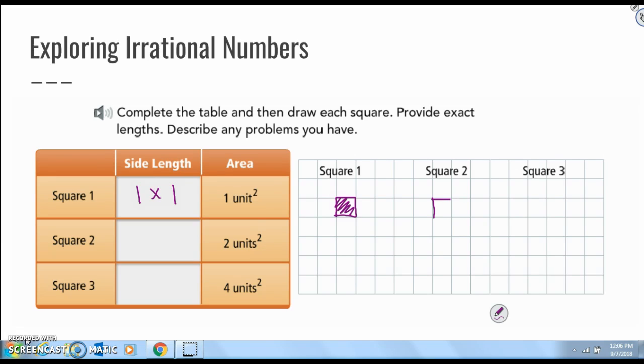Square 2 is 2 units. That means our square 2 is 2 by 1, and our square 3 is 4 square units. That number, or side length, would be 2 by 2.